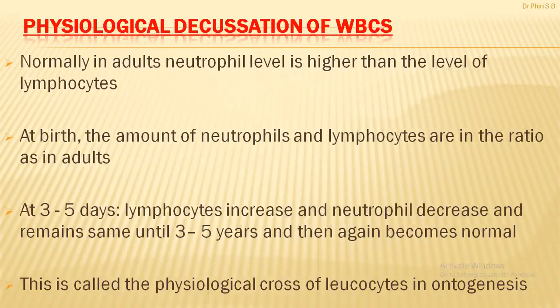Then again, there will be another decussation. At about the age of 5 years, the lymphocytes and the neutrophils will decussate again. So they will go back to the normal concentration.